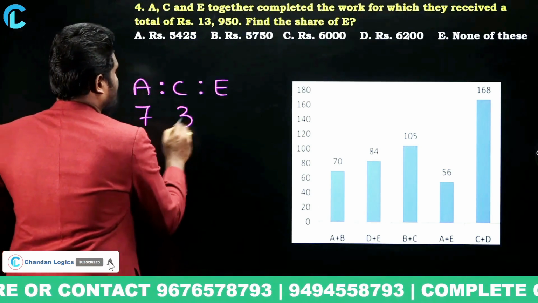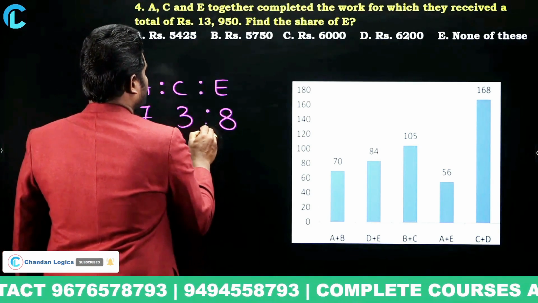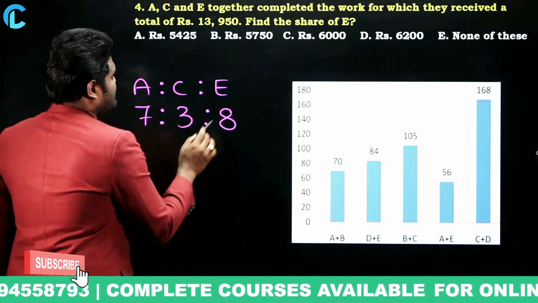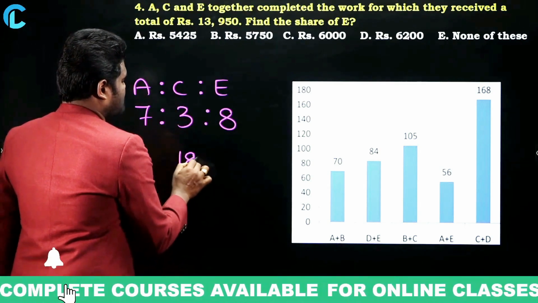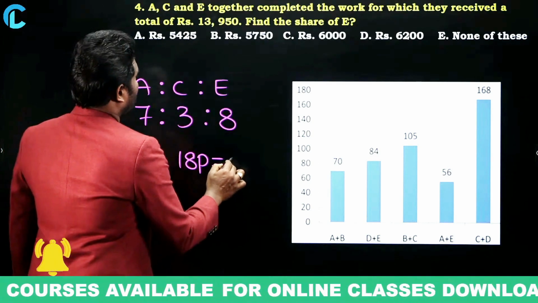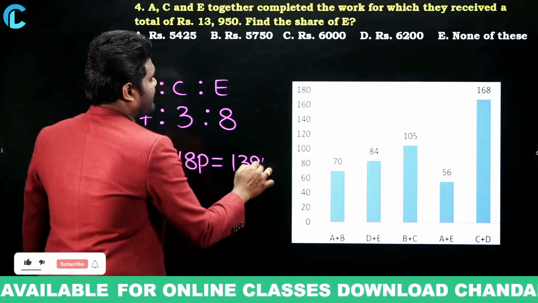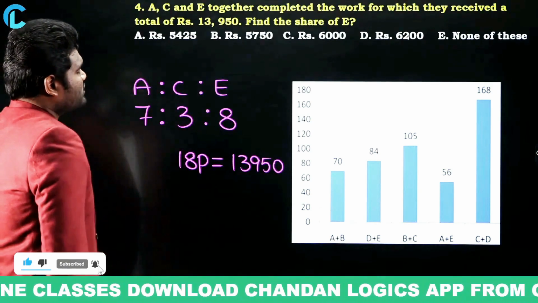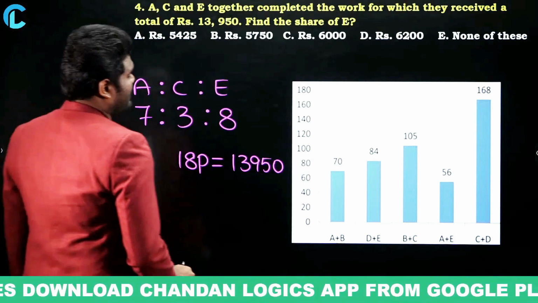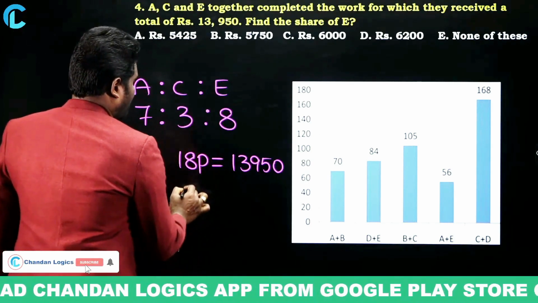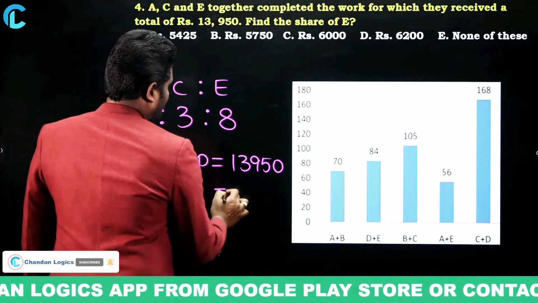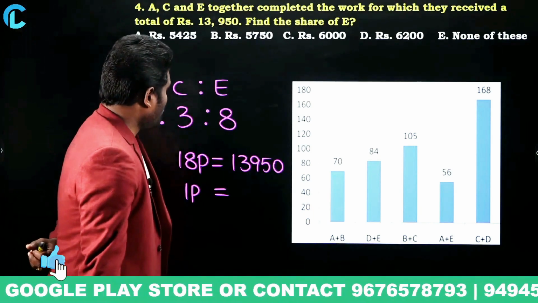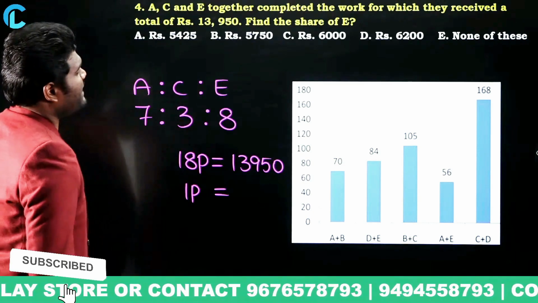7, 3, 8. So the efficiency ratio is 7 : 3 : 8. Now the sum A plus C plus E total is going to be how much? 18 parts. So 18 parts equal to how much? 13950. Yes or no? From this I can say one part is going to be how much? 18 parts is nothing but 13950. From this, one part value will be how much?